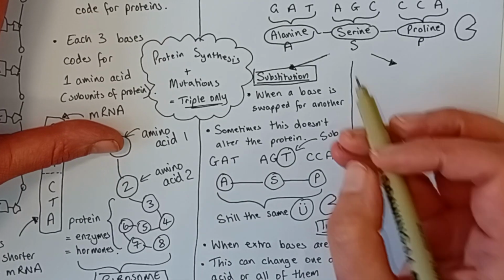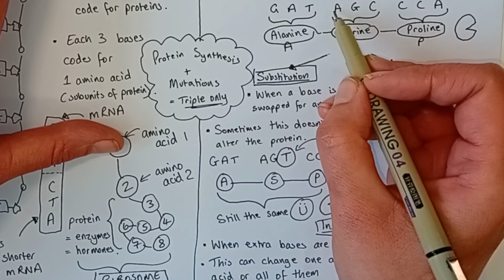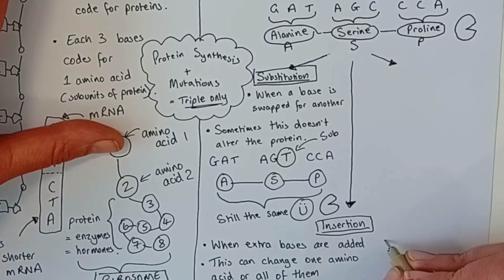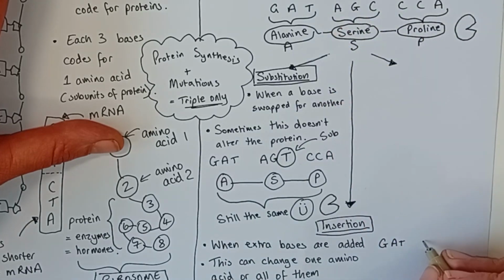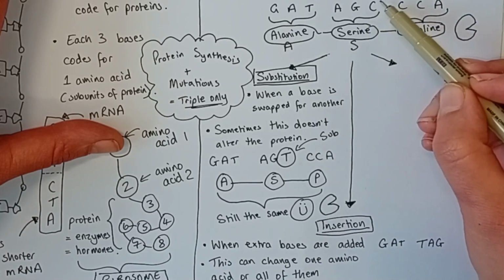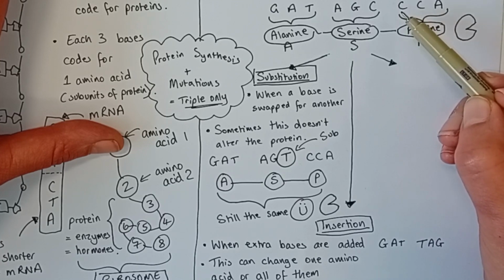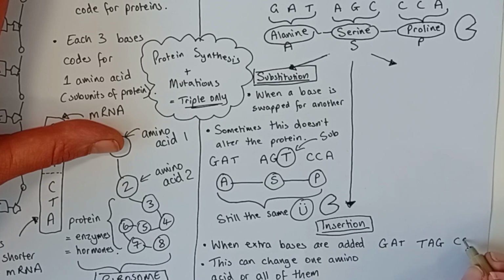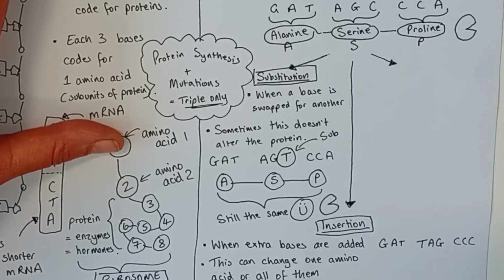Let's go back then to our sequence, GAT. This time we're going to add an extra T in here. So we've got GAT at the start, but instead of AGC, we're sticking a T in, so it becomes TAG. And what happens is that C gets knocked on to the start of the next one. Okay? So that becomes CCC. And then that A gets knocked onto the next one, etc., all the way down the rest of the amino acids.